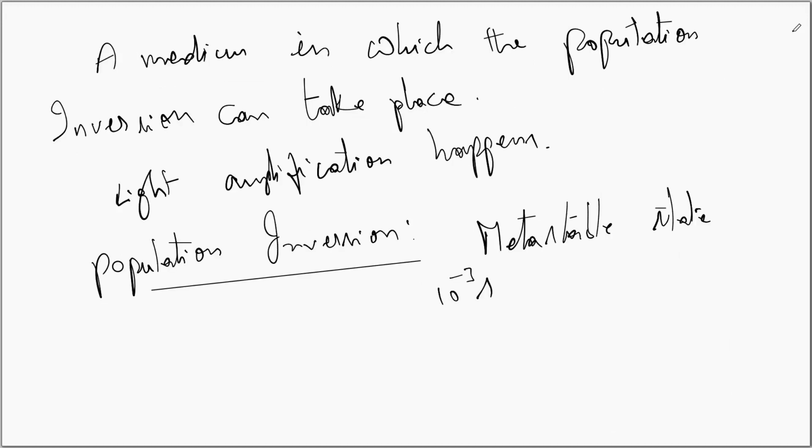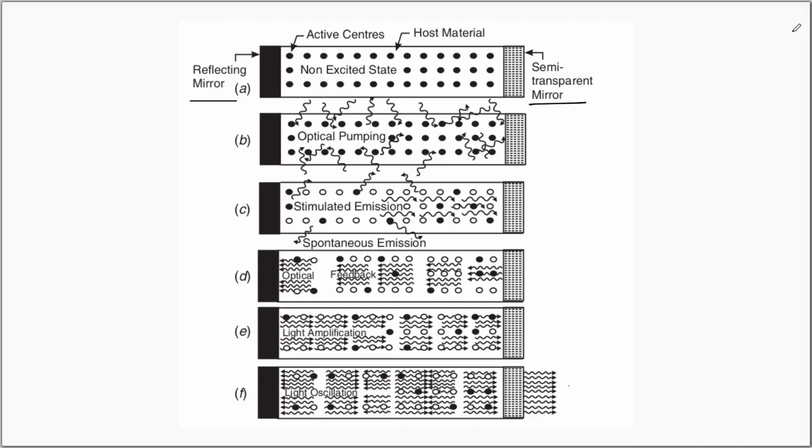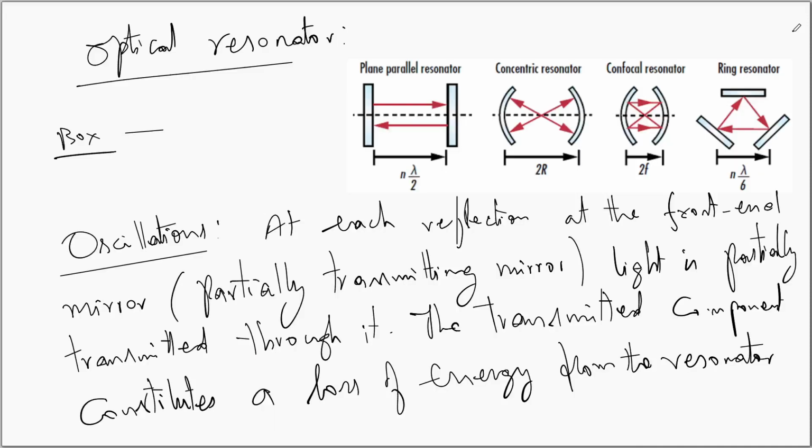We have seen what population inversion is. We have seen the stimulated emission process. We have seen how the stimulated emission process enables the lasing. We have seen the resonators. We have seen the oscillations and how they happen in the case of a laser.